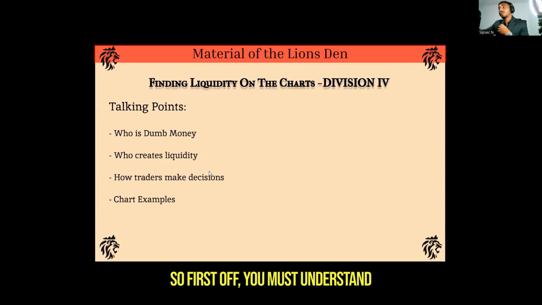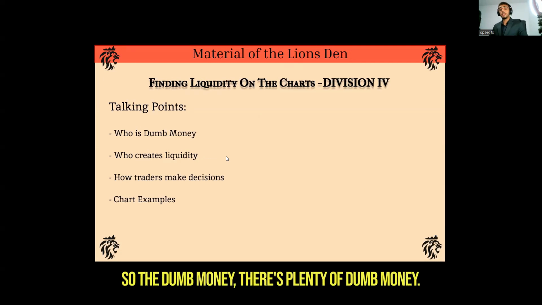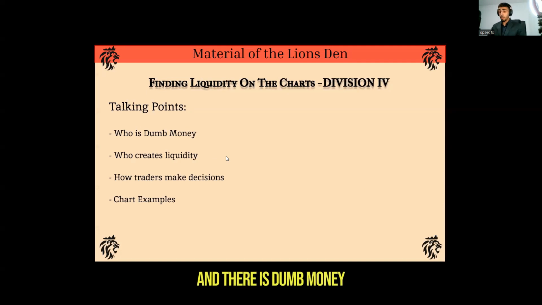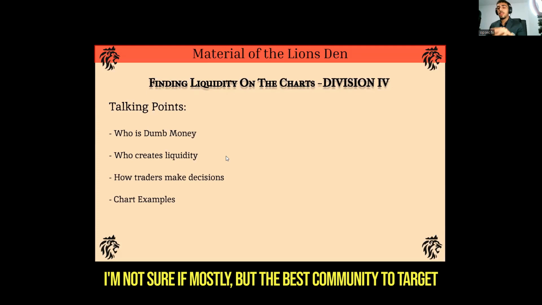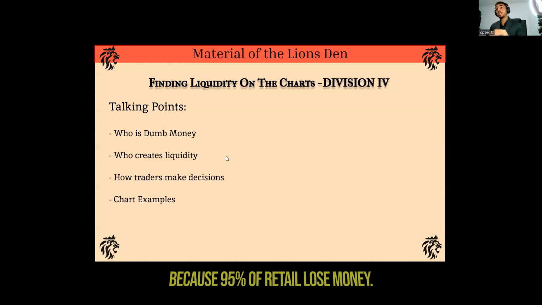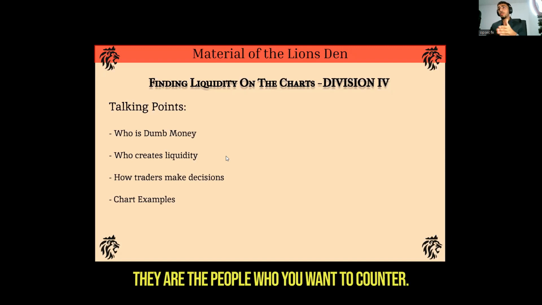So, first off, you must understand who is the dumb money. There's plenty of dumb money. There's also dumb money among the institutions, and there is dumb money among retail traders, among banks. But the best community to target and label as dumb money is retail, because 95% of retail lose money. Dumb money is anyone who is not profitable in these markets. They're the people who you want to counter.